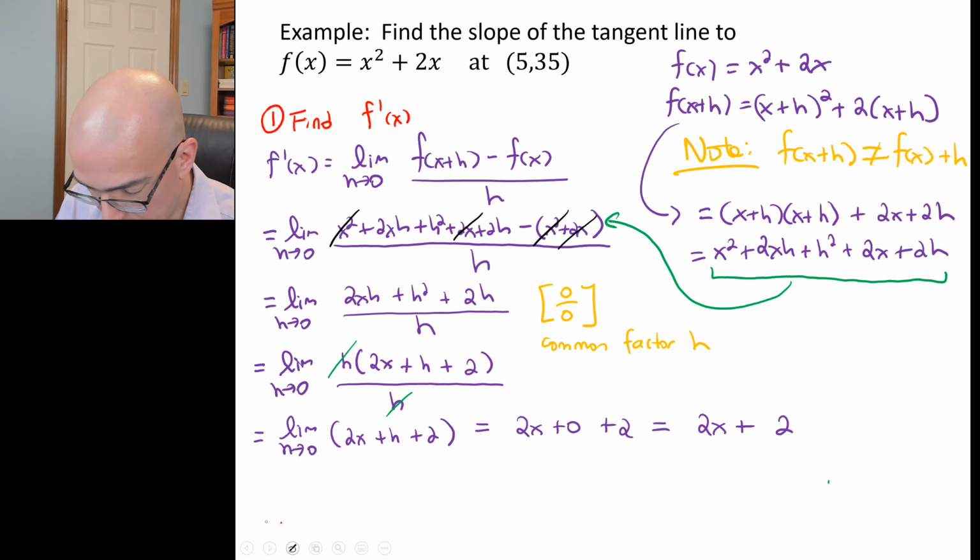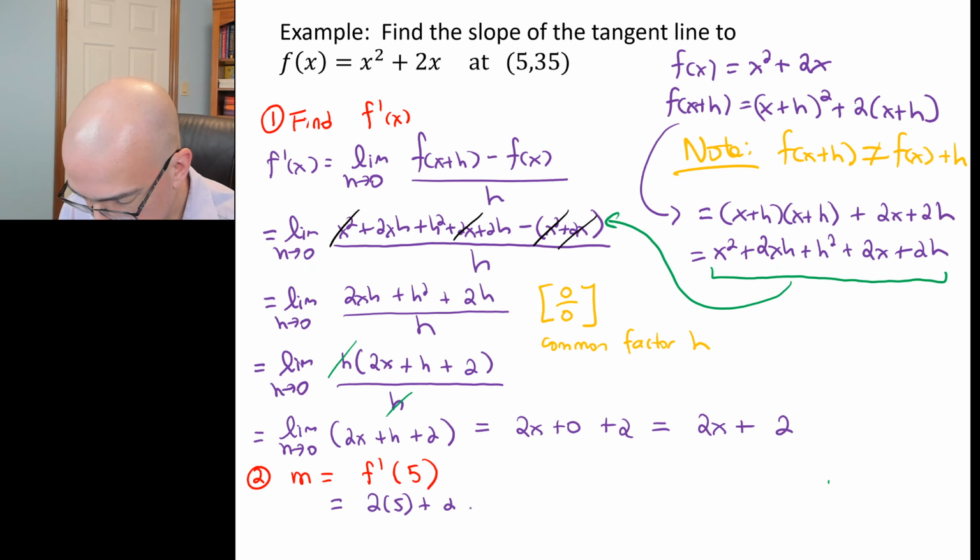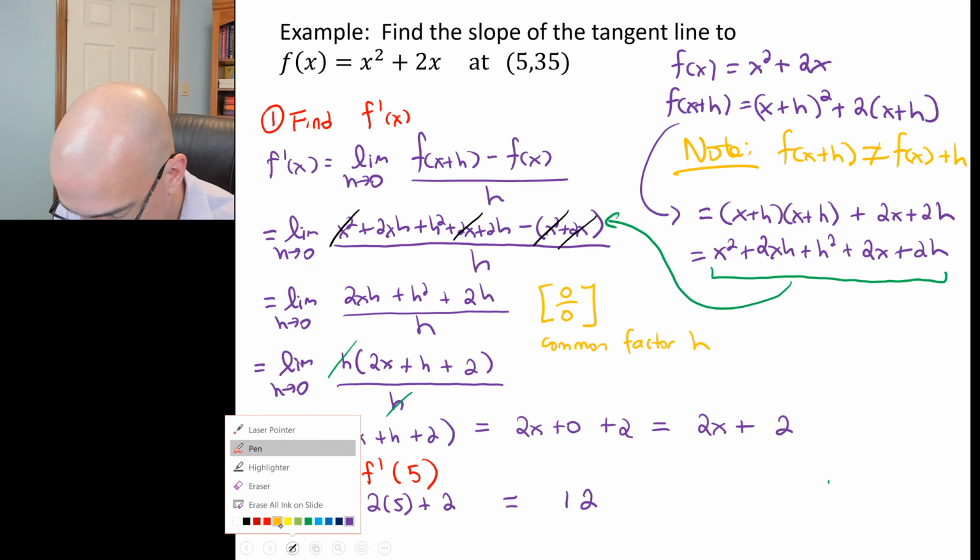Step 2 is we want to find m. M equals f prime evaluated at 5, since we're looking for the slope of the tangent line at the point where x is 5, so we want to plug the x coordinate in. So that's going to be 2 times 5 plus 2, which is 12. That's our answer.